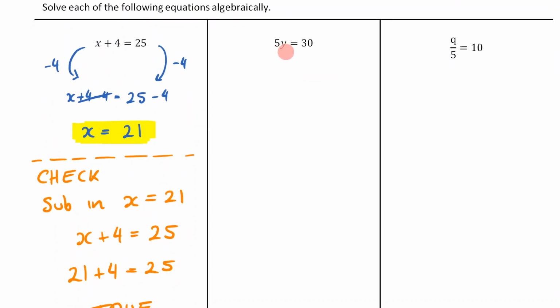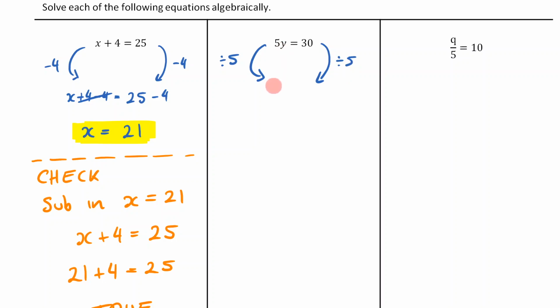Here I have 5y is equal to 30. Remember, 5 and y, that's multiplication. So if I want to undo the multiplication, I'm going to have to do the inverse of it. The inverse of multiplication is division. I'm going to divide both sides by 5. So remember, you're doing the opposite thing.